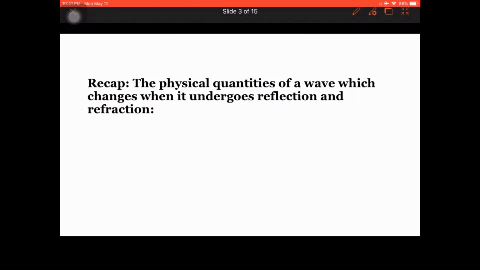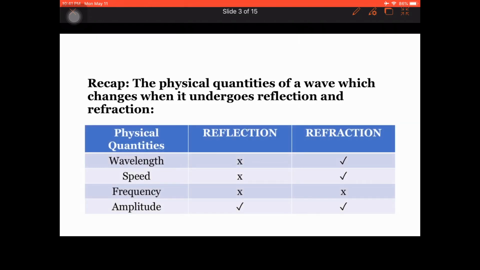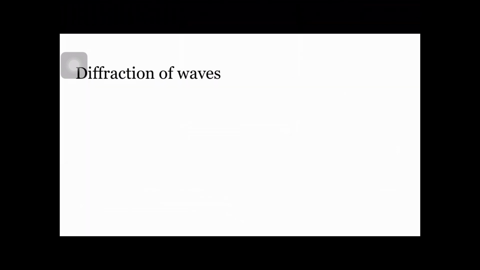First, we're going to review the physical quantities of a wave which change when it undergoes reflection and refraction. Here's a table. For reflection, only amplitude changes, and for refraction, only frequency doesn't change. We will find out later which quantities change or do not change when waves undergo diffraction. But first, we're going to define diffraction.